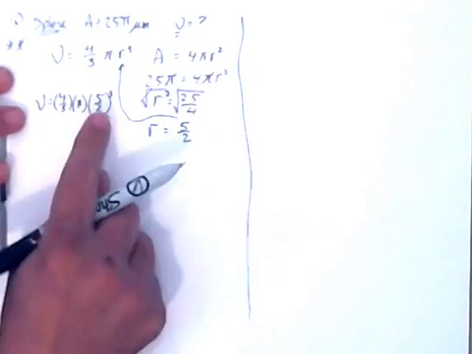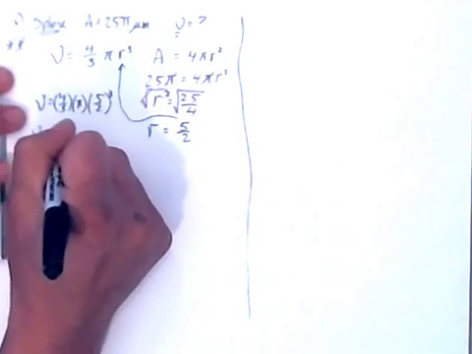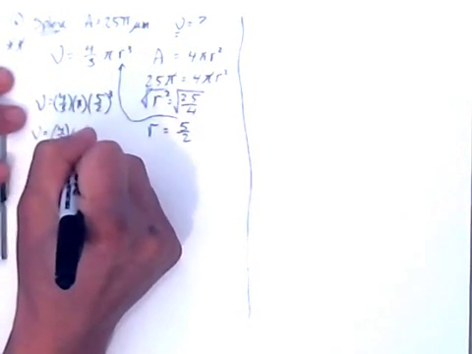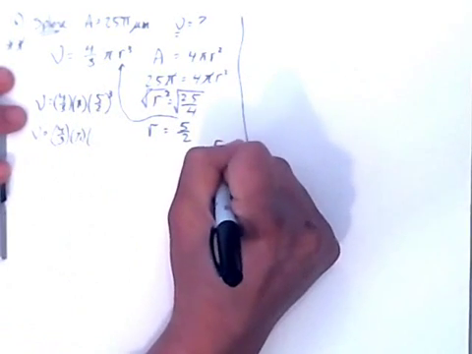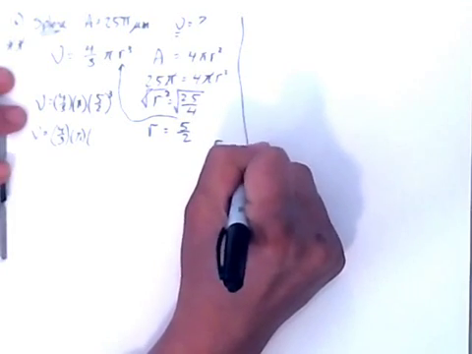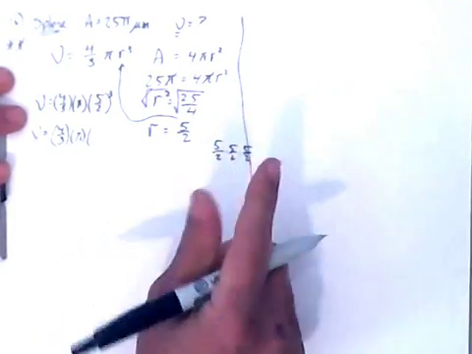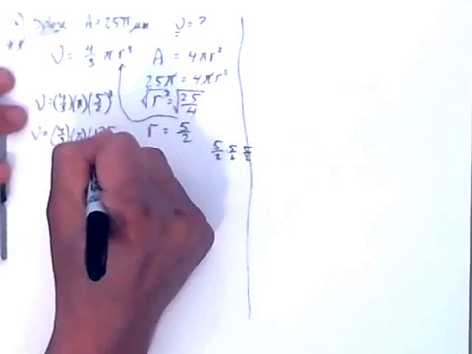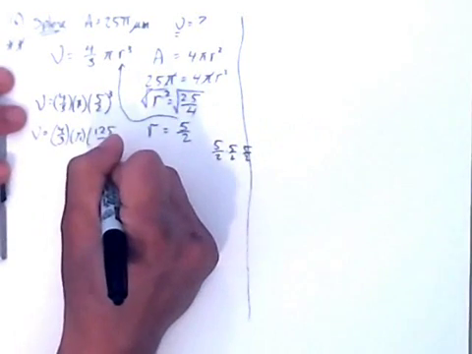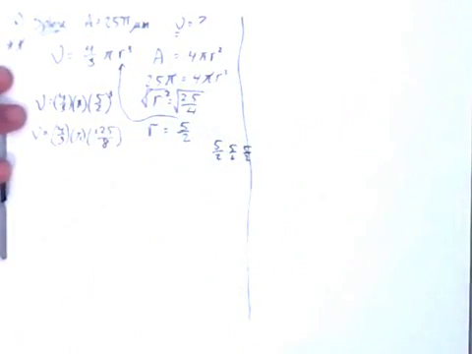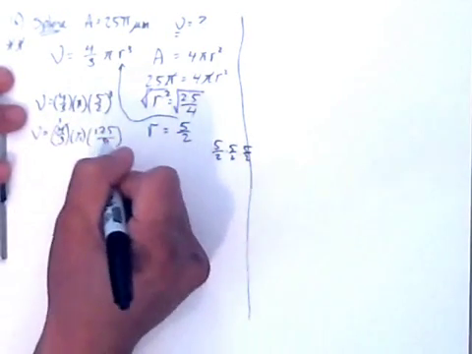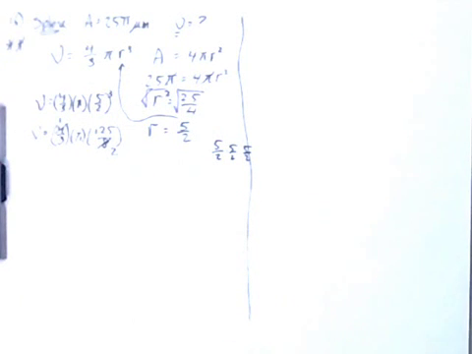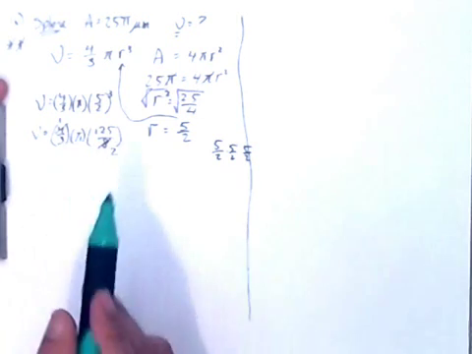5 over 2 cubed means 5 halves times 5 halves times 5 halves. 5 times 5 times 5 is 125 over 2 times 2 times 2 is 8. Does any of these cancel? 3 and the 5 don't cancel. 4 and the 8 cancels. So 2. Notice that the pi, is it in the denominator or the numerator?